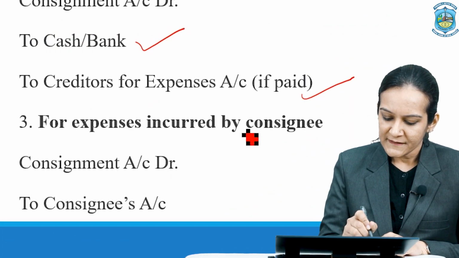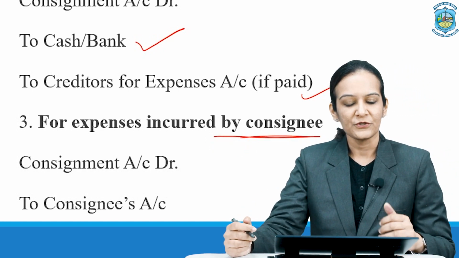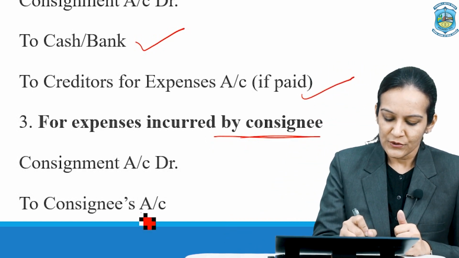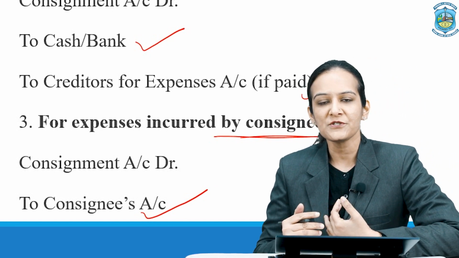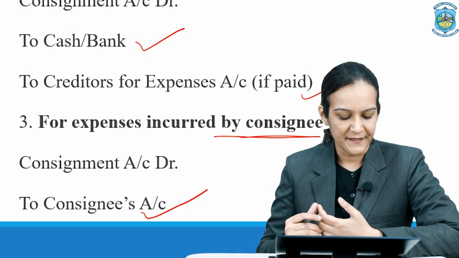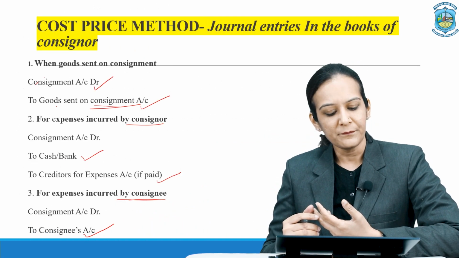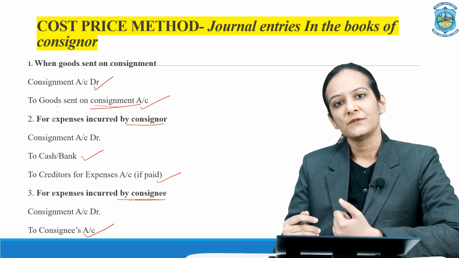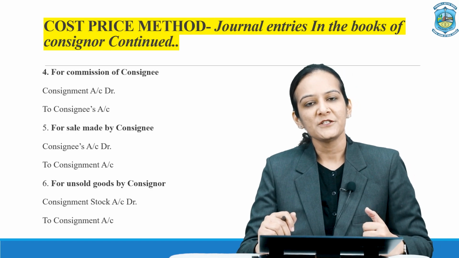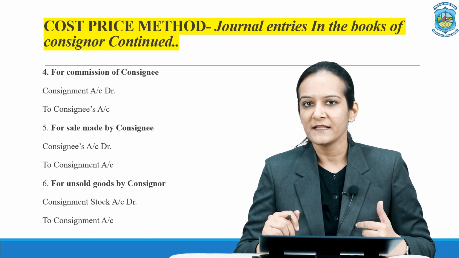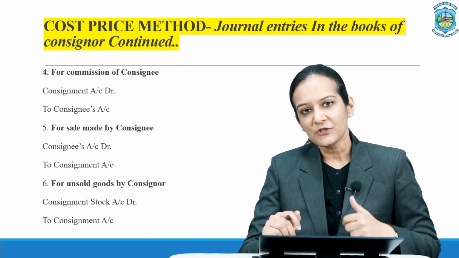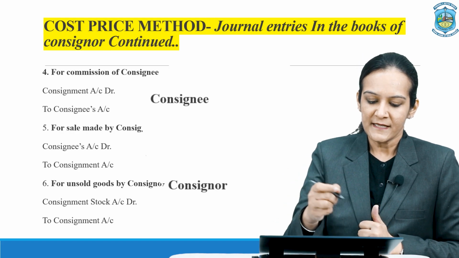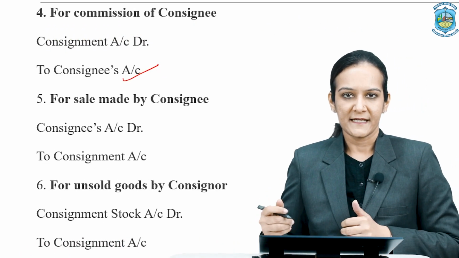Then when the expenses are being incurred by the consignee, the entry is consignment account debit to consignee's account. Remember, the consignee is making the payment for the expenses. So cash is not going out directly from the consignor's side. So since the consignee is making the payment, the entry is consignment account debit to consignee's account. Now the next entry is for charging of the commission by the consignee. Now the consignee is selling the goods, so obviously he is charging some amount as commission. So again the same entry is passed, that is consignment account debit to consignee's account.